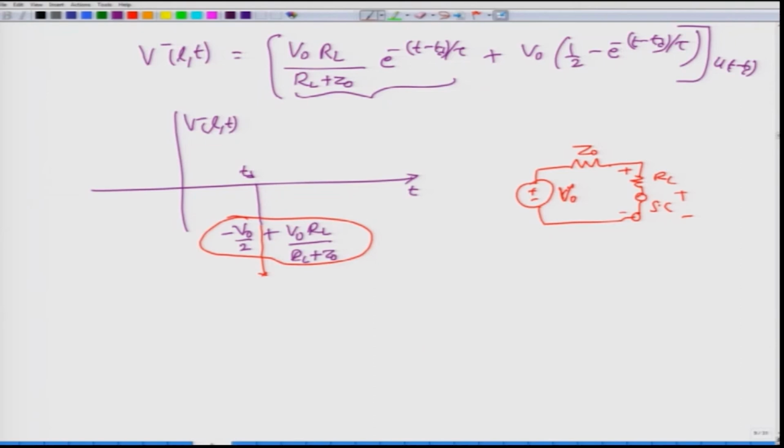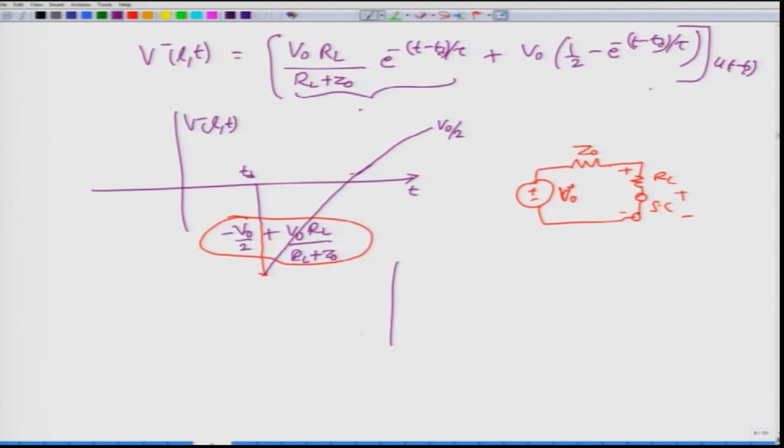Once you see a jump here, eventually the voltage starts to build up. So as t minus Td goes off to infinity, this first term will go to 0, and in the second term the exponential term will go to 0, and you reach some V0 by 2 asymptotically with a time constant of RL plus Z0 into C.